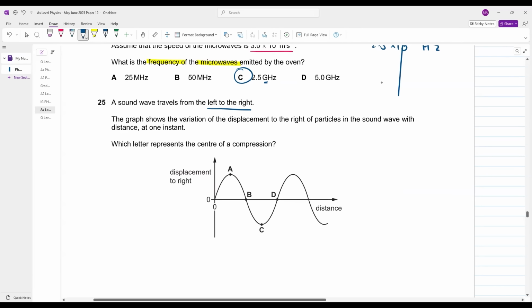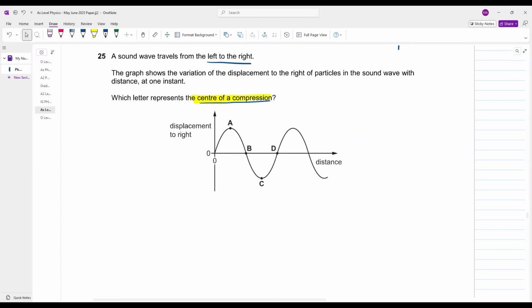A sound wave travels from left to right. The graph shows the variation of the displacement to the right of the particles in the sound wave with the distance at one instant. Which letter represents the center of compression? Which letter is representing the center of compression?